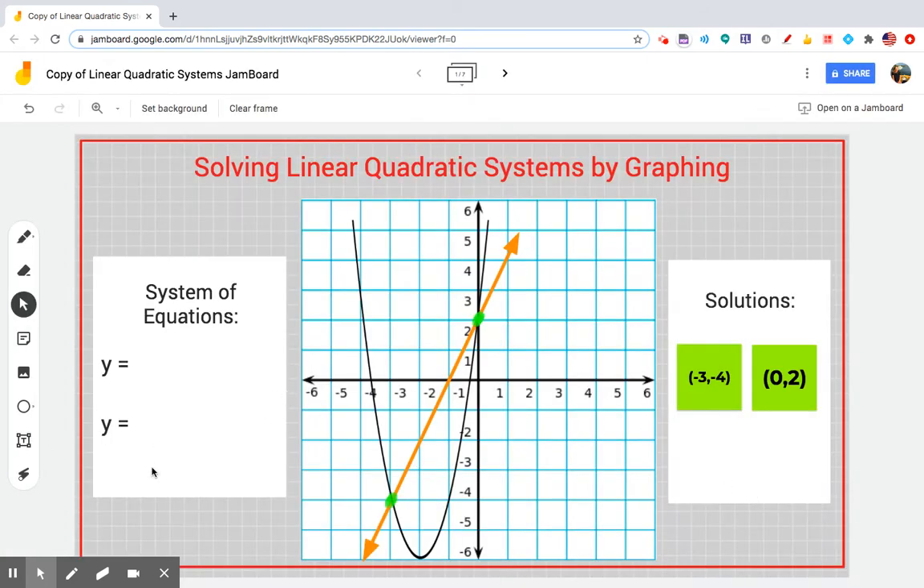Now I want to write the system of equations, and let's start with the linear function. If we have a line whose y-intercept is clear and whose slope can be determined, we're going to use y equals mx plus b, right? Where b is the y-intercept, in this case 2, and m is the slope. Slope, remember, can be thought of as rise over run. So up 2 to the right 1. So my slope is 2.